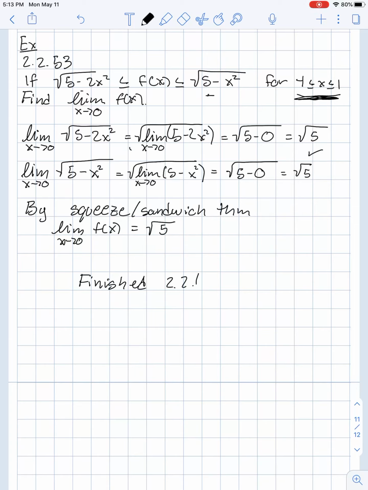So I need to test my other piece of bread. The limit of the square root of 5 minus x squared as x approaches 0 equals, similar to above, the square root of the limit of 5 minus x squared as x goes to 0. I can plug in 0 to that polynomial, and I'll get the square root of 5 minus 0, equal to the square root of 5. So then we can say by squeeze theorem or sandwich theorem, same thing, the limit of this unknown function as x goes to 0 is the square root of 5. So that's how we can use squeeze theorem.